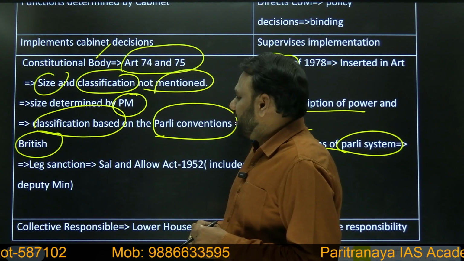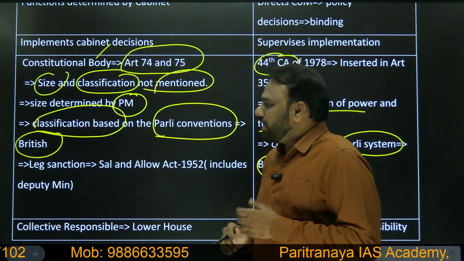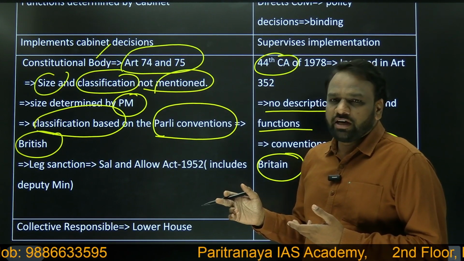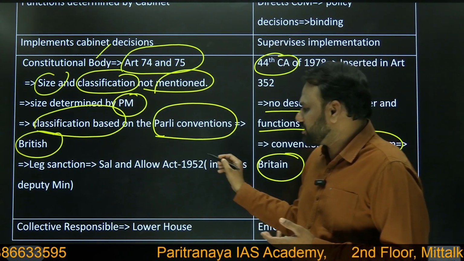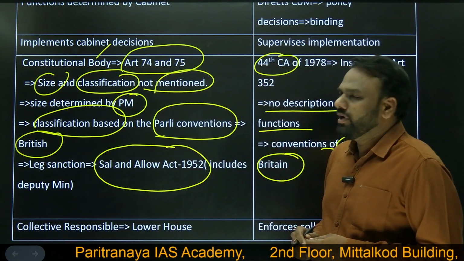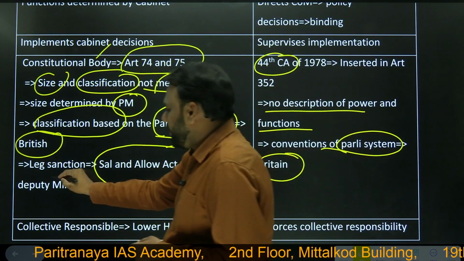Next, legal sanction: the different classifications, that is cabinet ministers, ministers of state, and deputy ministers. So where are all these definitions present? In an act called the Salary and Allowances Act, 1952. Okay, so it also includes provisions related to deputy ministers.